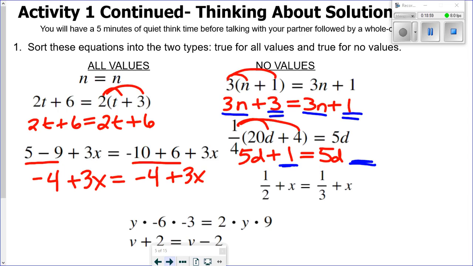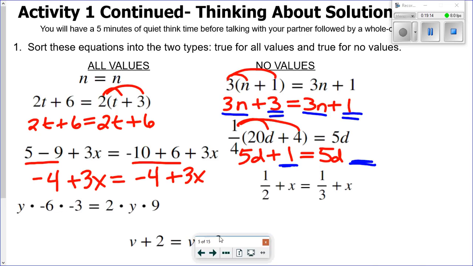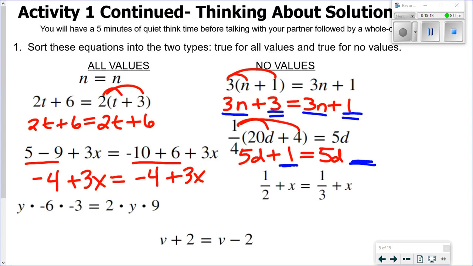Let's go ahead and take a look at y times -6 times -3 is equal to 2 times y times 9. I'm going to go ahead and place this one in all values make this equation true. And let's take a look at why I would place it there.